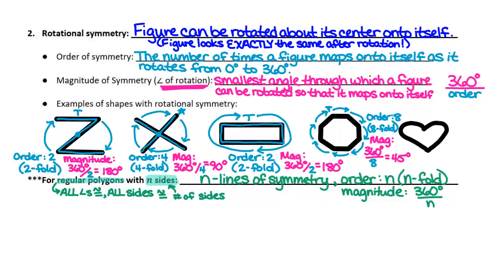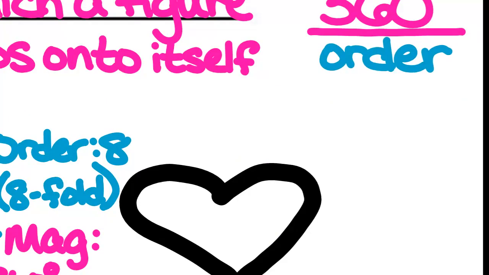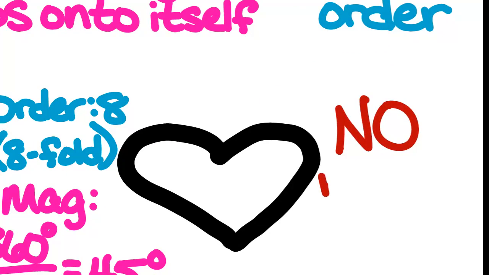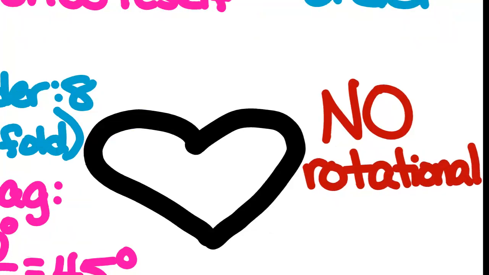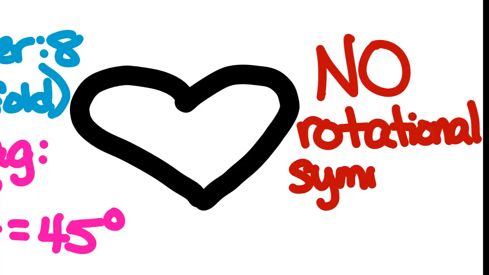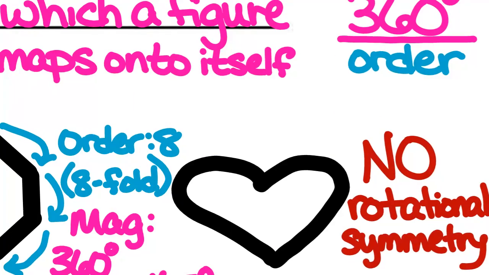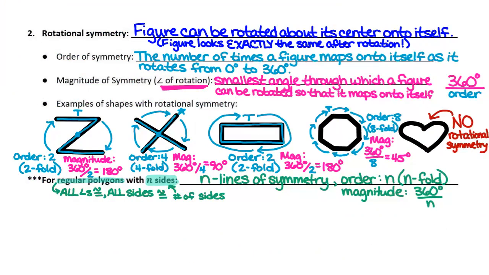All right, there was one more shape that we didn't talk about with rotational symmetry yet, and that was the heart. Does my heart have rotational symmetry? Can I, as I'm twisting it around on my page, as I'm turning it around the center, will it ever match up with itself until I get back around to the beginning? No. So we say this one has no rotational symmetry. No rotational symmetry for my heart.